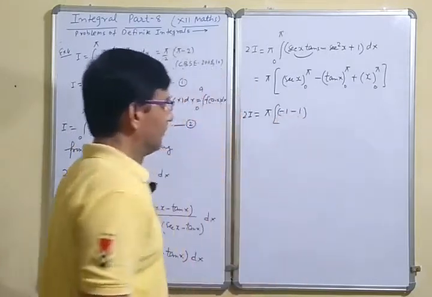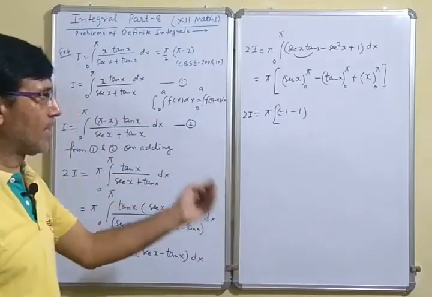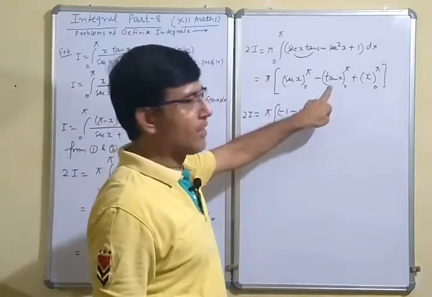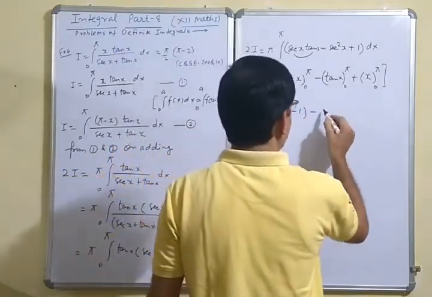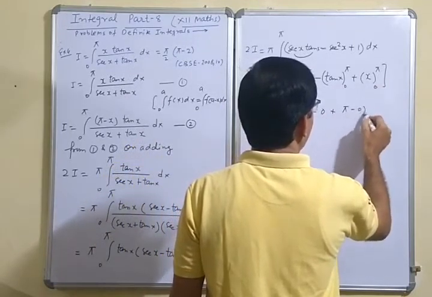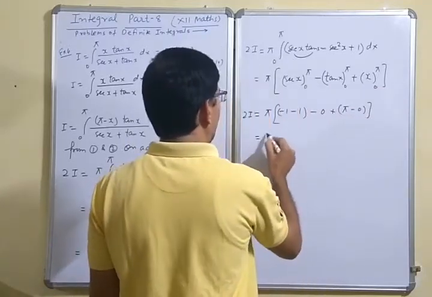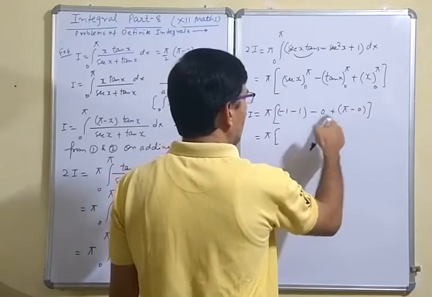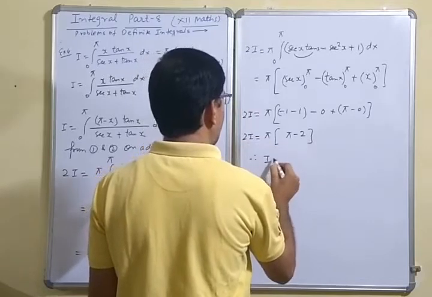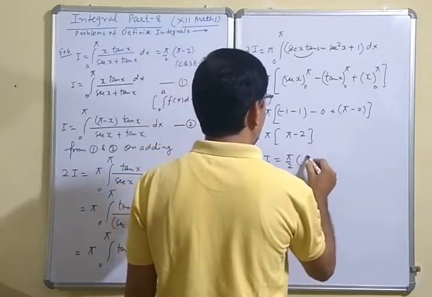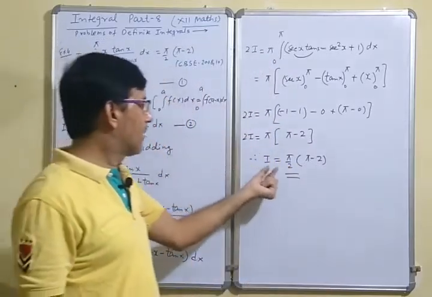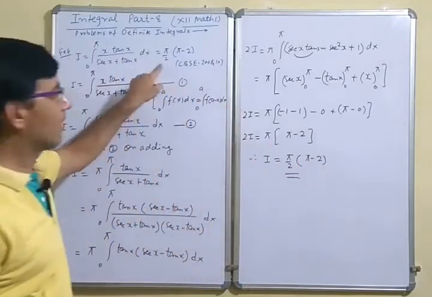So this is sec pi minus sec 0. Sec pi is minus 1, so minus minus 1, minus tan pi, and tan pi is 0 and tan 0 is 0. So it becomes 0 minus 0, that is 0, plus x, that is pi minus 0. So what does it become? Pi, in bracket it is minus 2 plus pi. So that is pi minus 2, that is 2I. Therefore I is equal to pi by 2 in bracket pi minus 2, which is the required solution.